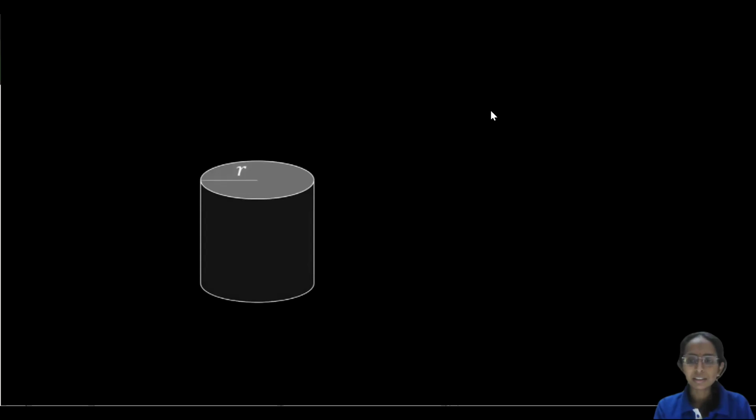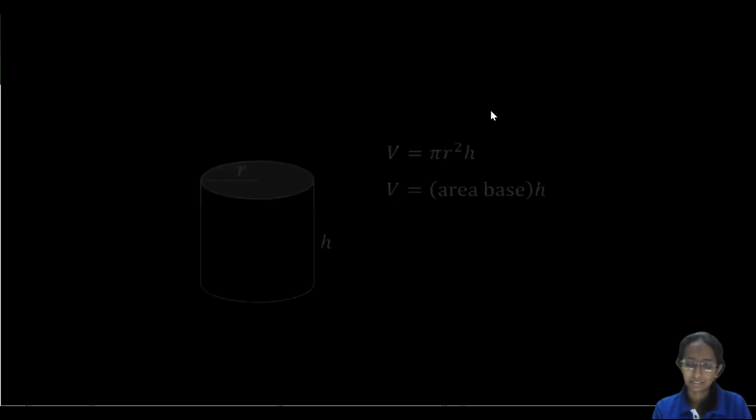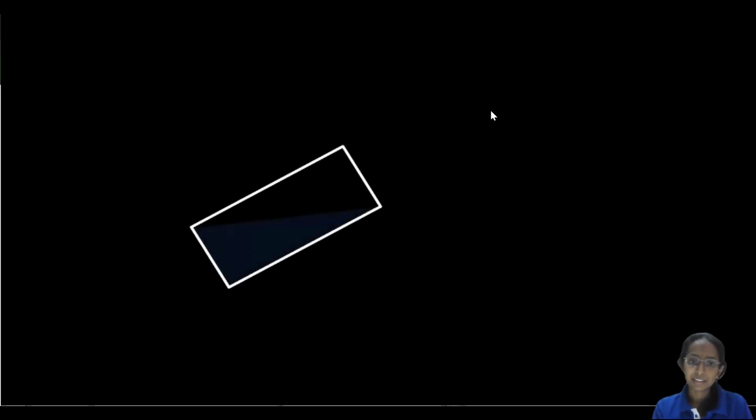Now let us take this cylinder with radius R and height H. We know that the volume is pi R square H. That means pi r square is the area, so the volume is the area of the base into height. So for our tilted cylinder, I'm taking a cylinder in which the water is touching from one vertex to the other vertex end.